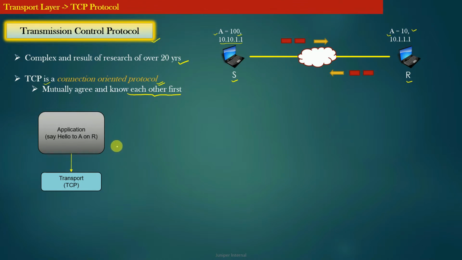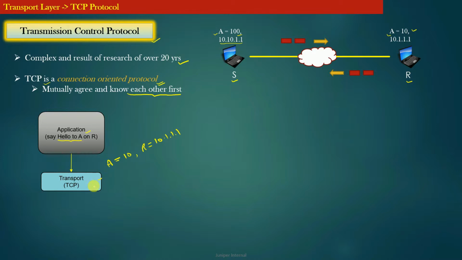So you can see in the below diagram, this is the application which is running on the sending machine S. And this application wishes to carry out data exchange with the recipient process running on machine R. So the very first thing the application does is to ask the TCP protocol which is running in the transport layer to say hello to the recipient process. So of course the application conveys to the TCP protocol that, hey TCP protocol, just say hello to the process A which is running on TCP port number 10 on the recipient machine R whose IP address is 10.1.1.1.